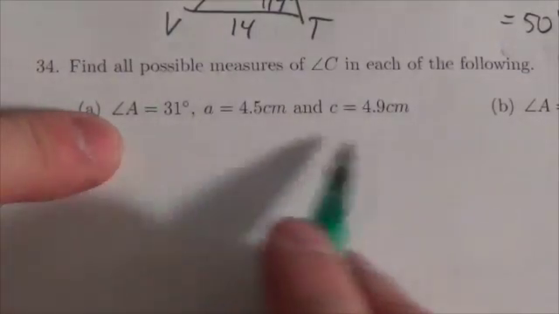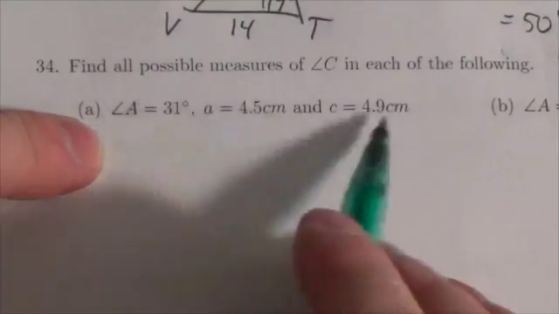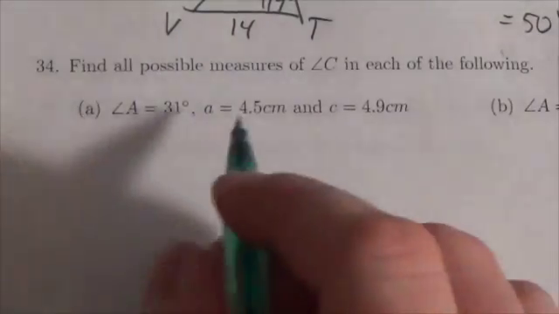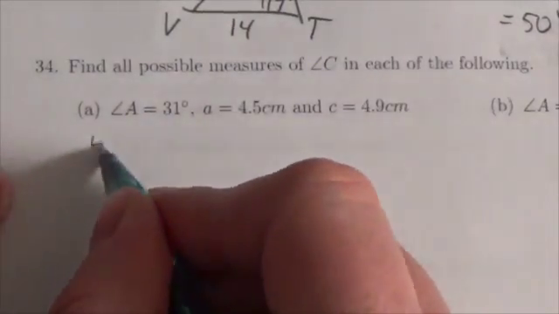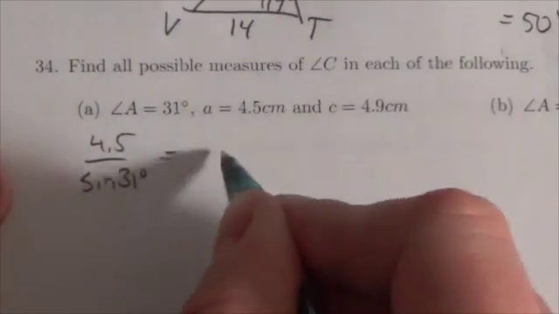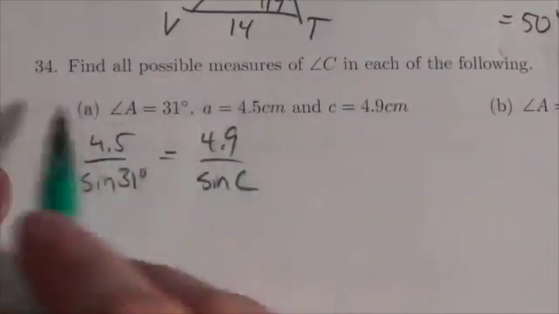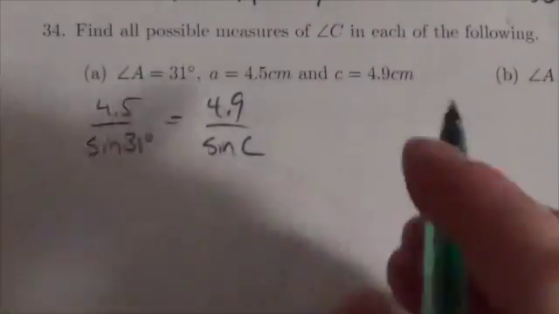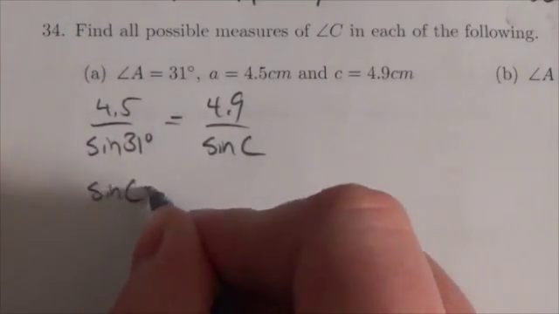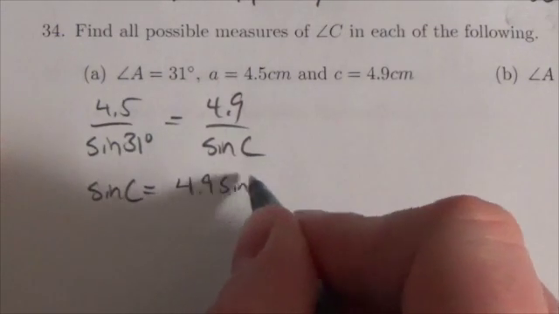To solve this, we've got angle A and little a, and then little c here. So we're going to use the sine law here. We're going to set up the ratio 4.5 over the sine of 31 degrees will equal 4.9 over the sine of C. Okay, that's just based on the information that we're given. So cross multiply and divide. It's going to get us that the sine of C is going to equal 4.9 times the sine of 31 degrees all over 4.5.